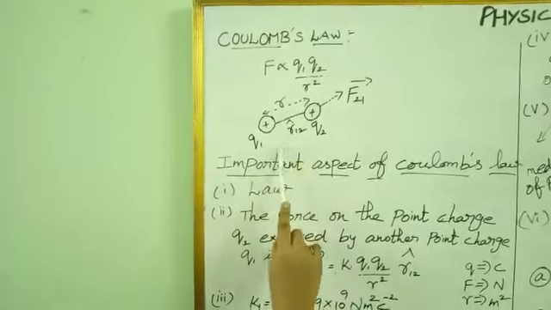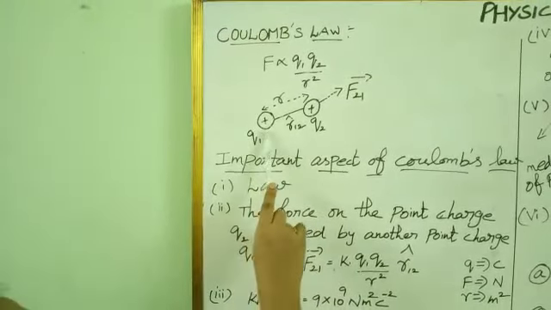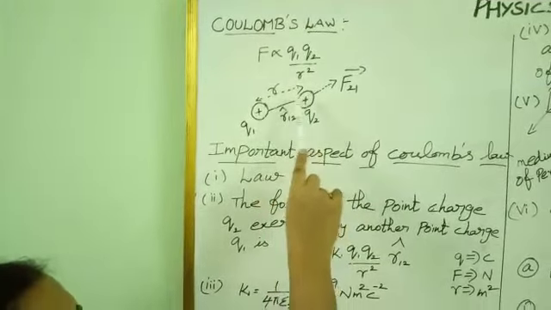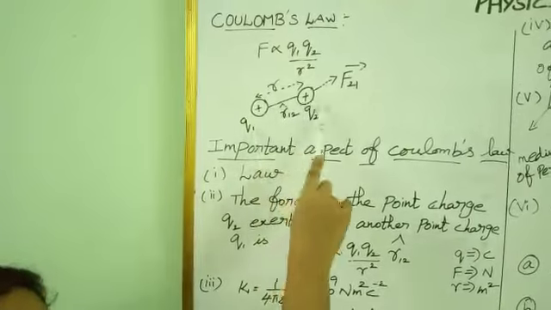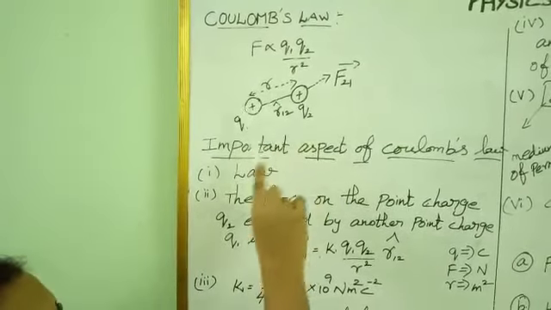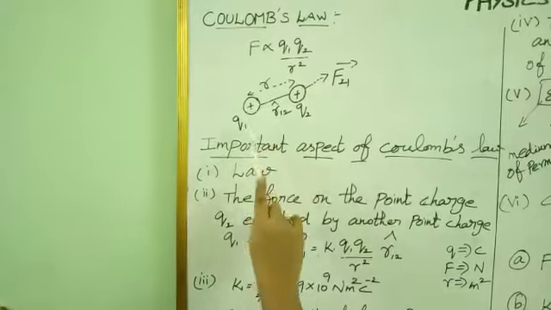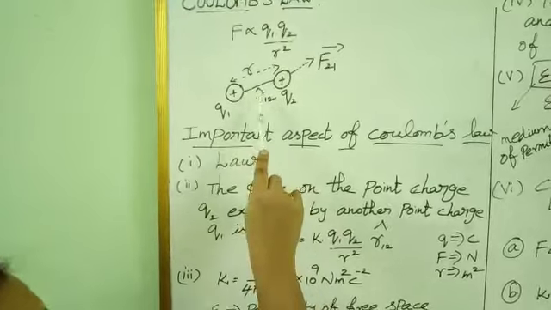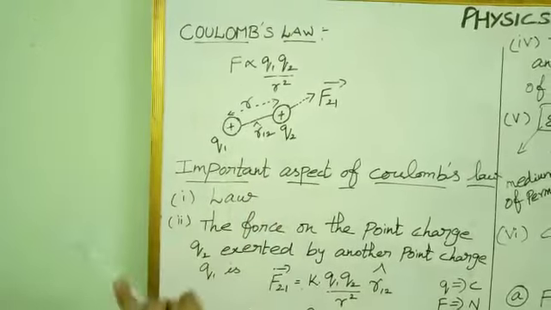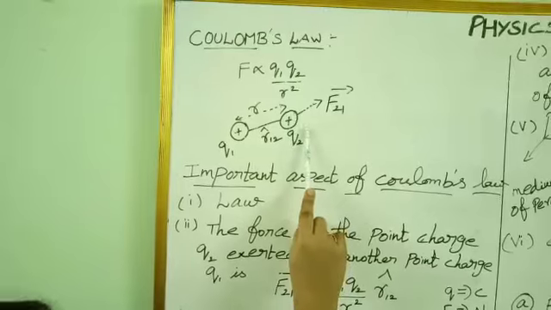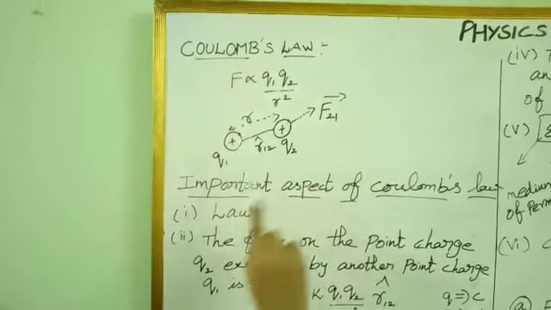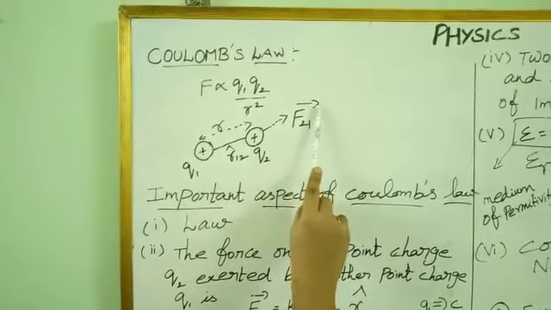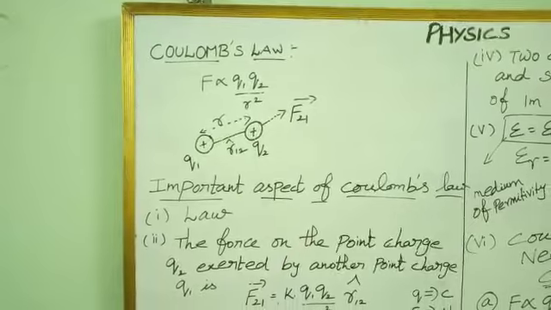See this diagram, two charges Q1 and Q2. The distance between these two charges, that is R, two positive charges. Here the distance from 1 to 2, so R12. This is the R12 unit vector. Here this force is expressed from 2 to 1, so F21 vector. Vector means both magnitude and direction.